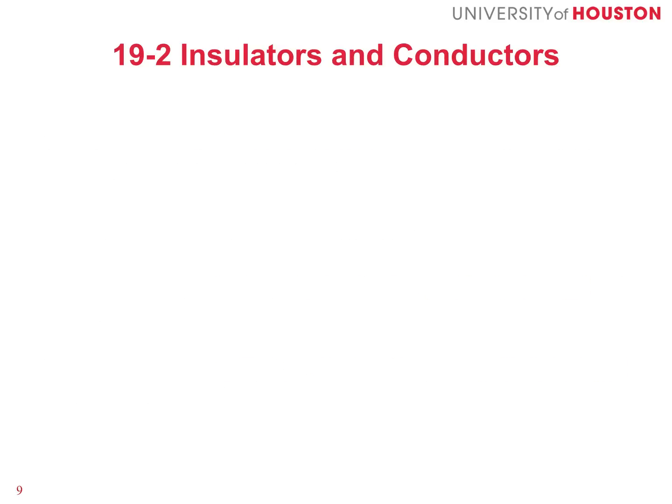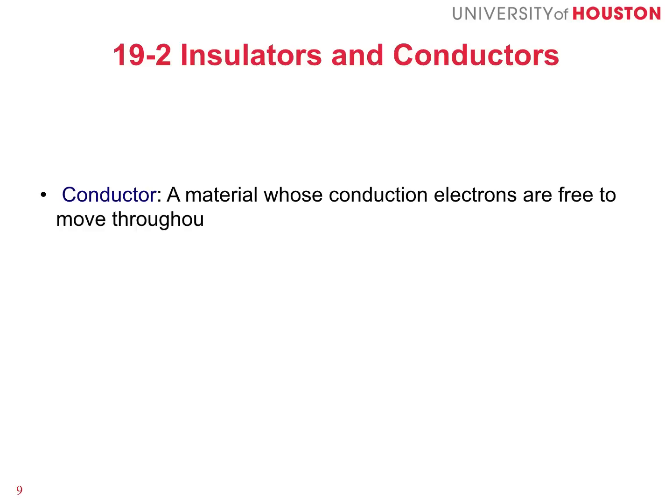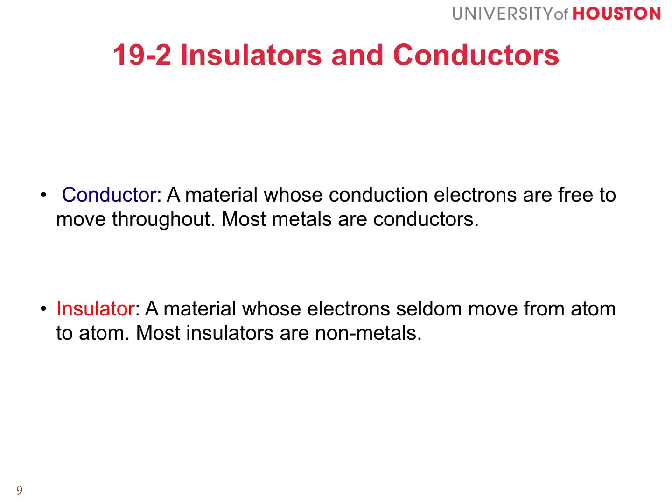Moving on to insulators and conductors. A conductor is a material in which the conduction electrons are free to move throughout that material relatively easily. Most metals are conductors. An insulator is the opposite. In this case, the electrons in the insulator cannot move around from atom to atom so easily, and most insulators are nonmetals.